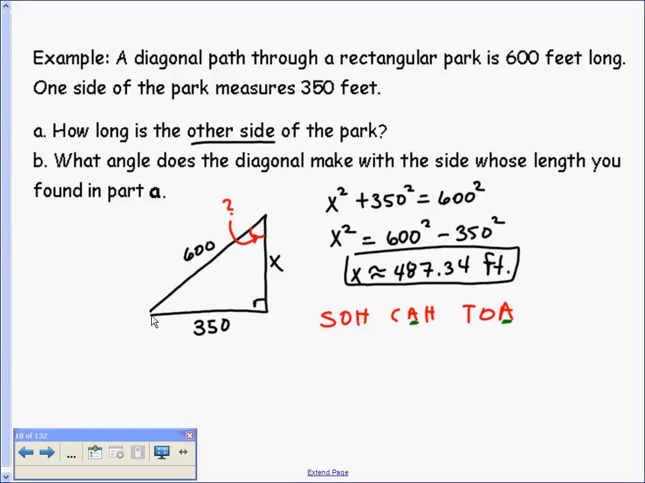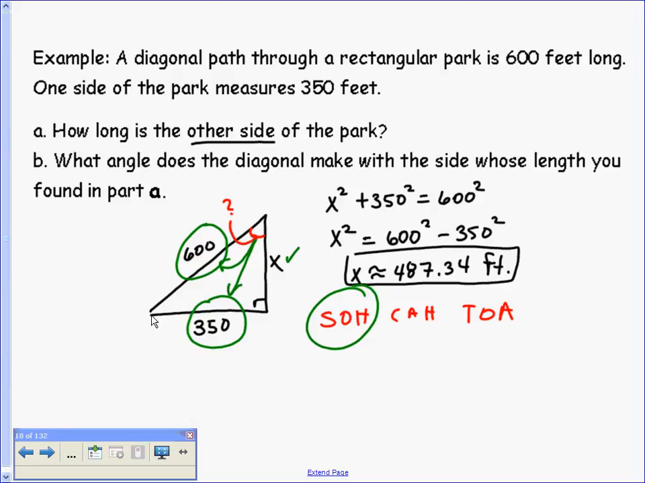I would probably try to steer clear of using x, the value, the 487.34, and that's because we rounded that. So let's stick with using the 350 and the 600. If we stick with using the 350 and the 600, then that's our opposite and our hypotenuse. So I sort of messed up here at the beginning because we weren't finding x. We've already found x, okay? So we want to find the angle measure, and we would like to use these two. And from that angle, that is the opposite, and then that is the hypotenuse.